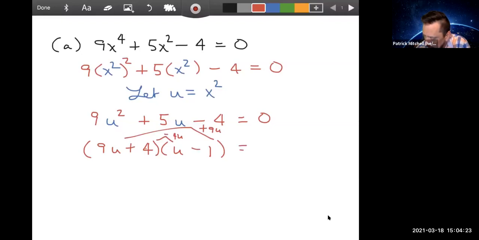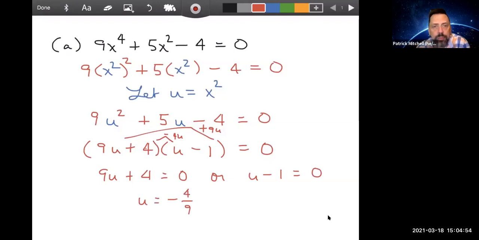Okay. Everybody's a factoring expert still, right? So I don't spend a lot of time explaining the factoring anymore. If 9u plus 4 times u minus 1 is 0, that must mean that 9u plus 4 is 0, or u minus 1 is 0. All right, if 9u plus 4 equals 0, that must mean that u is negative 4/9, right? And if u minus 1 is 0, that means u equals 1. So the solutions are negative 4/9 and 1.